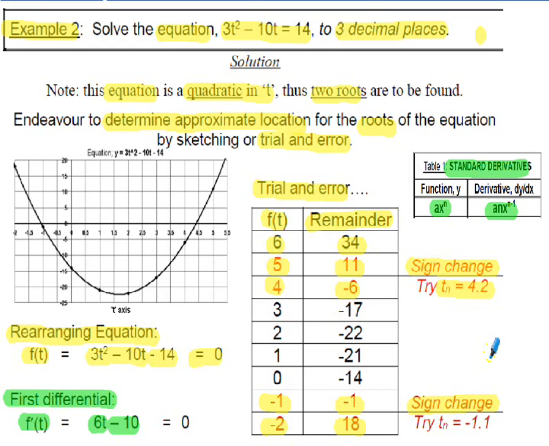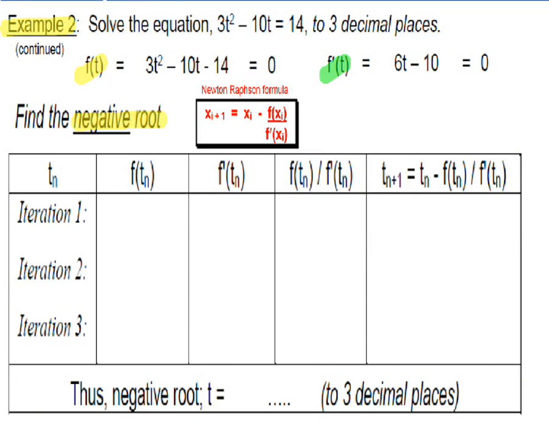Looking at the magnitudes of the remainders there, the magnitude for t is equal to negative 1 is only 1, and the magnitude for t is equal to negative 2 is 18. So this would suggest that the root is very close to t is equal to negative 1. So my initial estimate for the value of t would be negative 1.1. That's my best guess. You may use negative 1.2, negative 1.3, but my guess is negative 1.1. So I'd encourage you to stop the presentation here and undertake the Newton-Raphson technique for the first iteration using a tn value of negative 1.1, and using your 3 iterations find the negative root value for t.